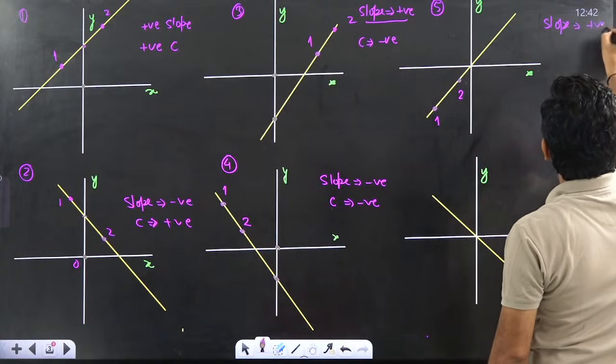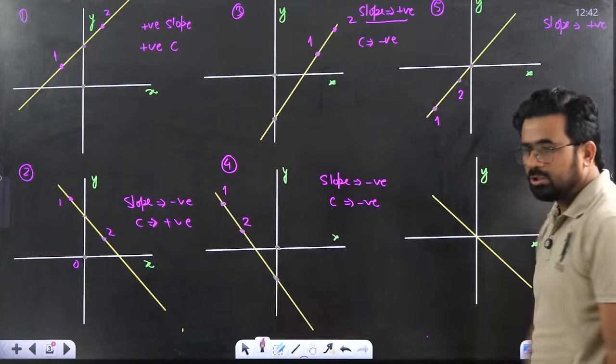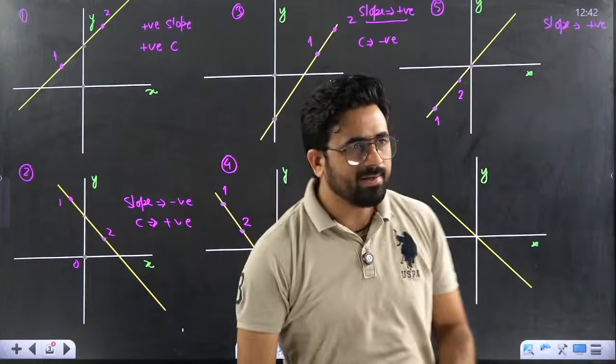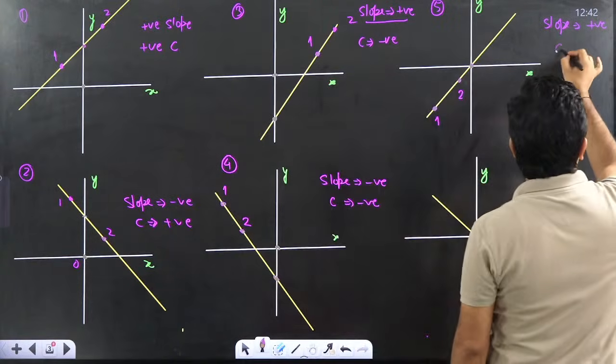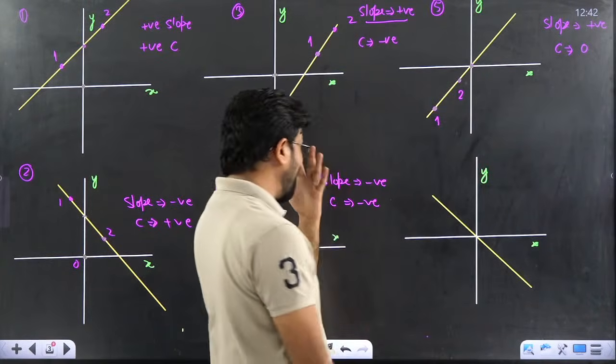Slope is positive. And it is cutting the y-axis at the origin. On the origin it is cutting. That means intercept is 0. Intercept is 0. Clear? Next thing.